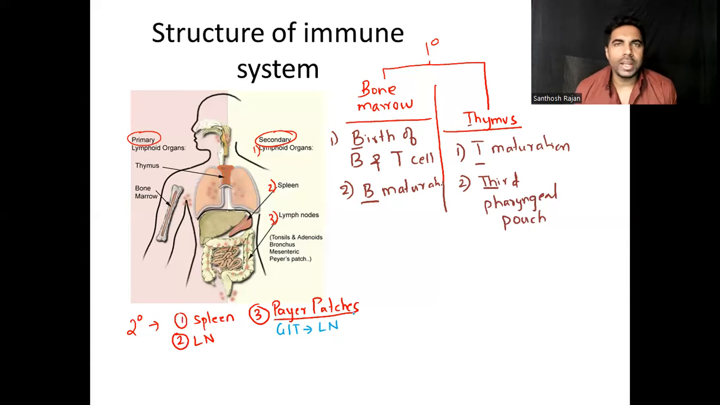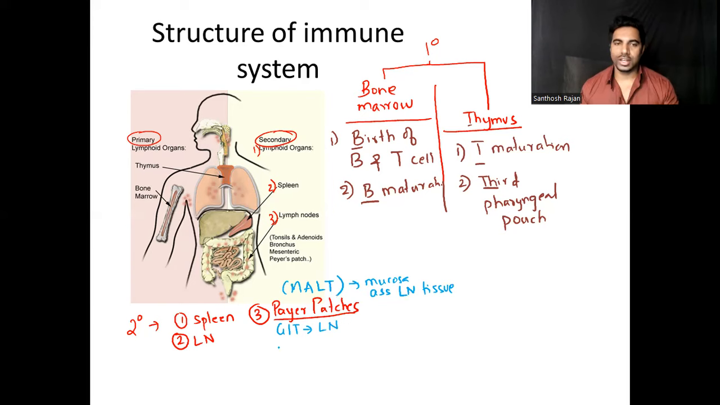If you remember, Peyer patches have a very important role in MALToma. These organs are combinedly called MALT. MALT means mucosa-associated lymphoid tissue. Okay, that is MALT. So MALT, you remember MALToma is caused by H. pylori. That's also a question frequently asked.